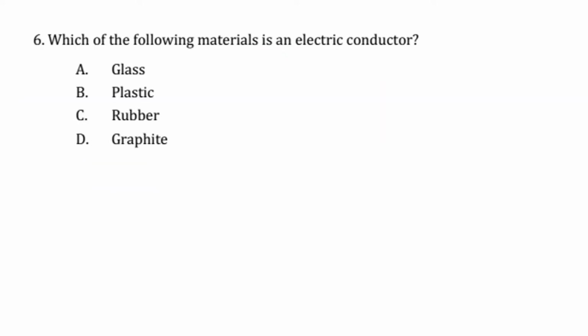Which of the following materials is an electric conductor? Now, glass is not a conductor, it's an insulator, also plastic and rubber. So even if you don't know what graphite is, this should tell you that graphite is the answer by virtue of deductive reasoning. However, graphite is a conductor, and this is the material that composes the lead of your pencil.